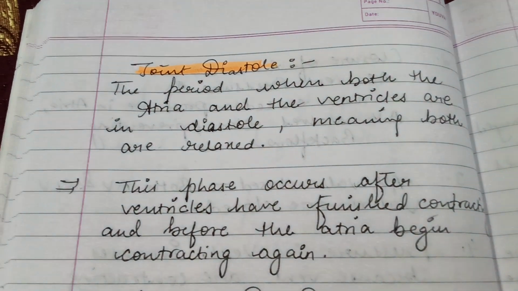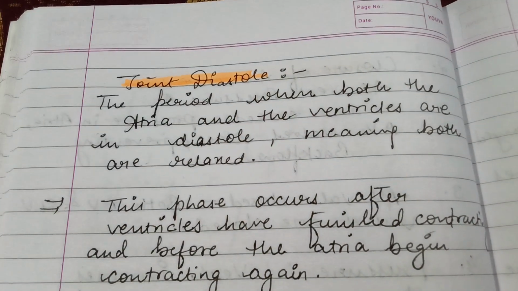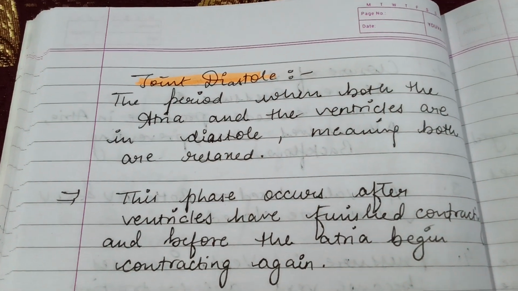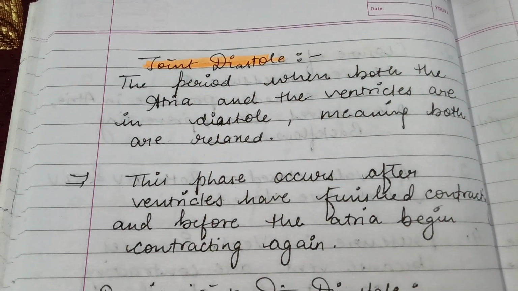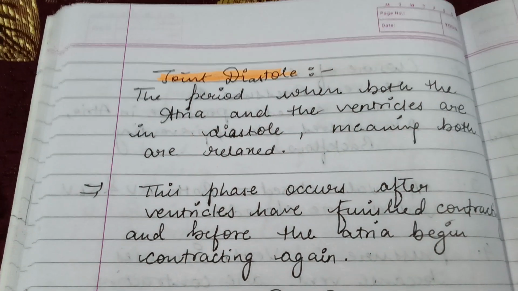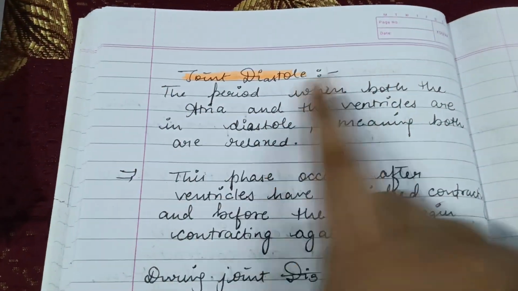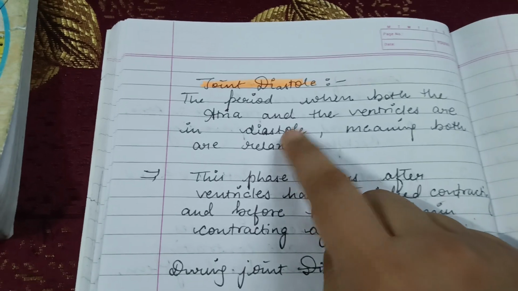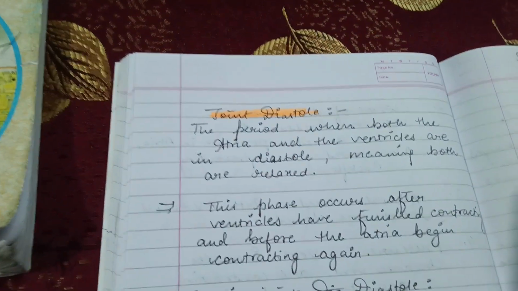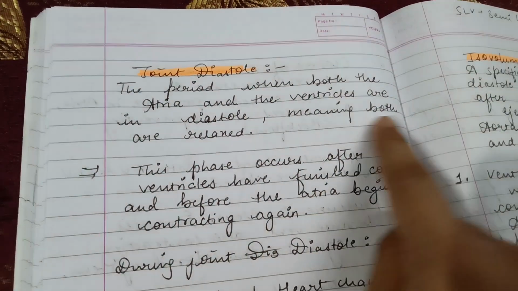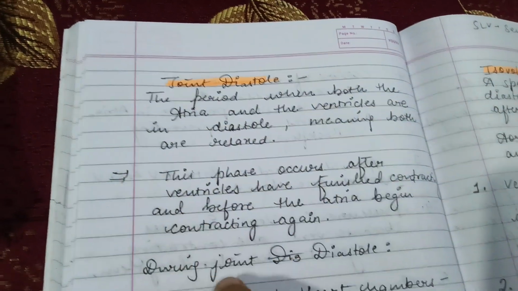Hello students, today we are going to deal with joint diastole, isovolumetric relaxation, isovolumetric contraction and joint systole, why it can't happen. So let's begin. First of all, what is joint diastole? Simply you can understand joint diastole as both atria and ventricle in diastole, both of them are relaxed, that is called joint diastole. Got it? Now this phase occurs after ventricles have finished contracting and before atria contract.